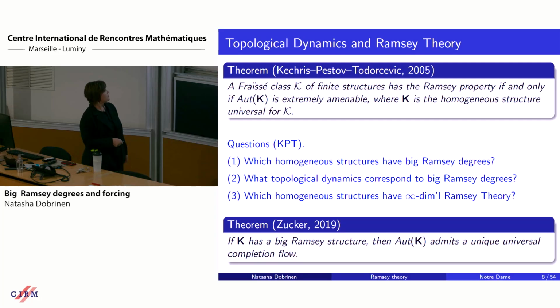So Andy Zucker proved one direction of this correspondence for Big Ramsey degrees in terms of something he coined a Big Ramsey structure, which is this optimal expansion of K into another structure where you get the exact Big Ramsey degrees being 1 in that expanded structure.